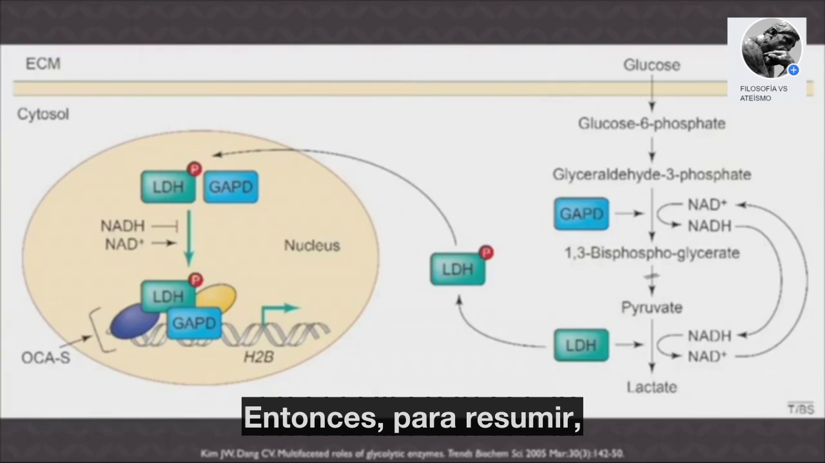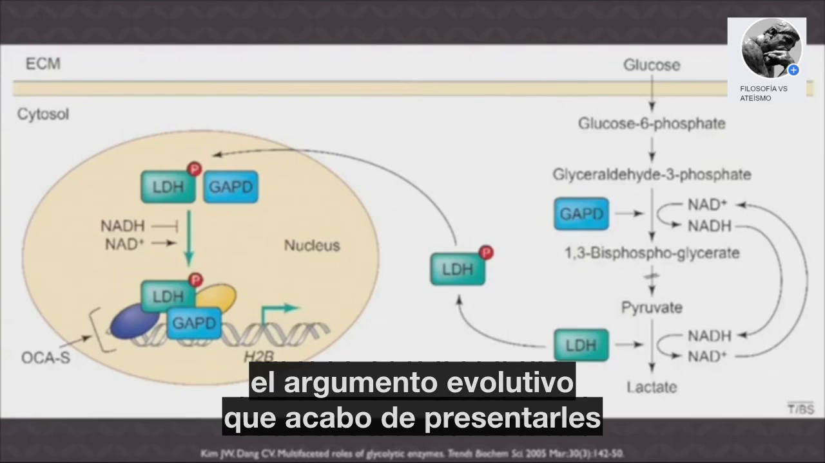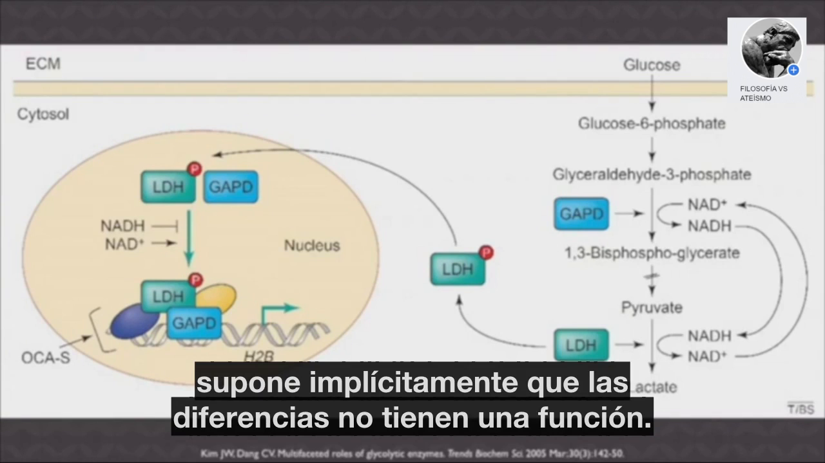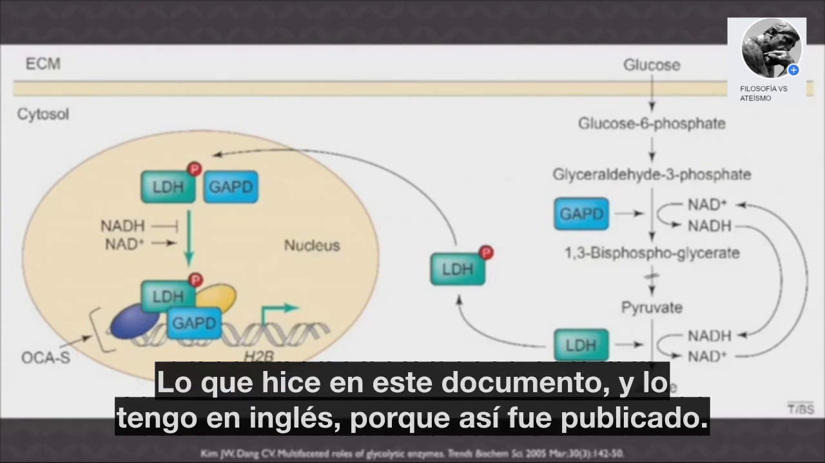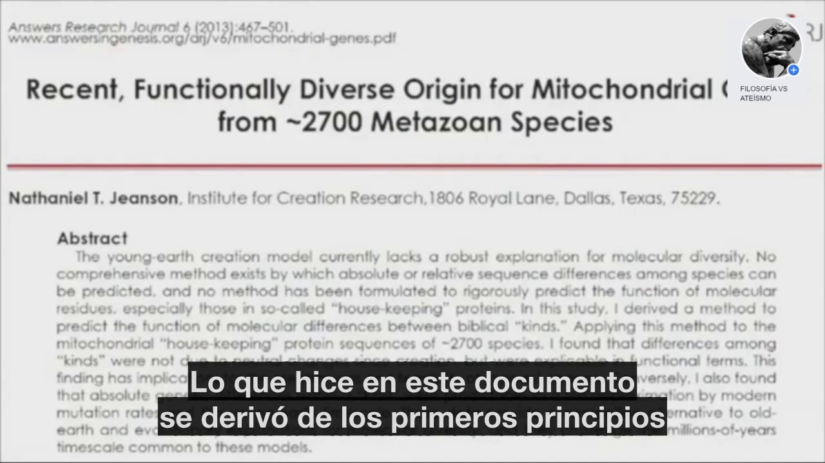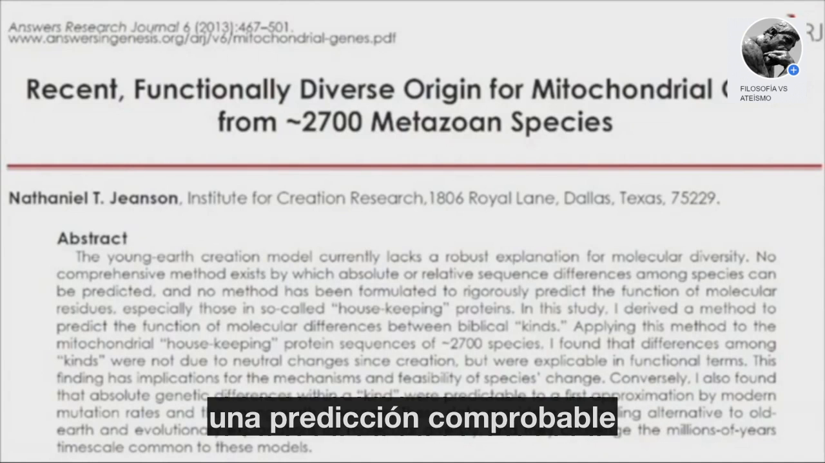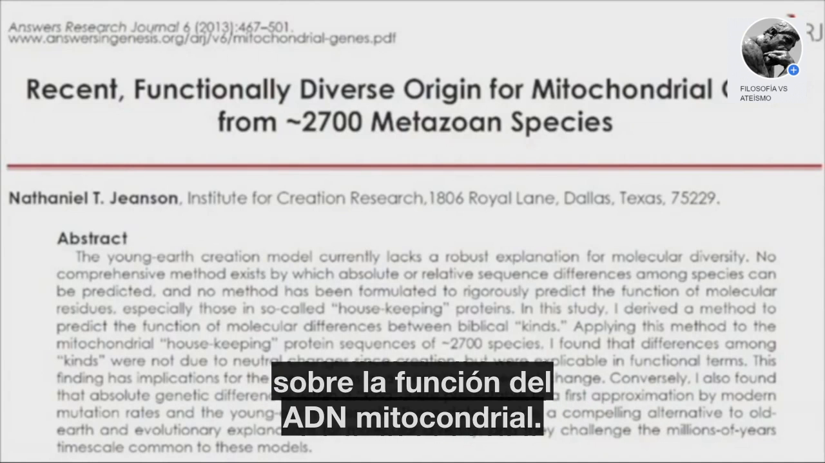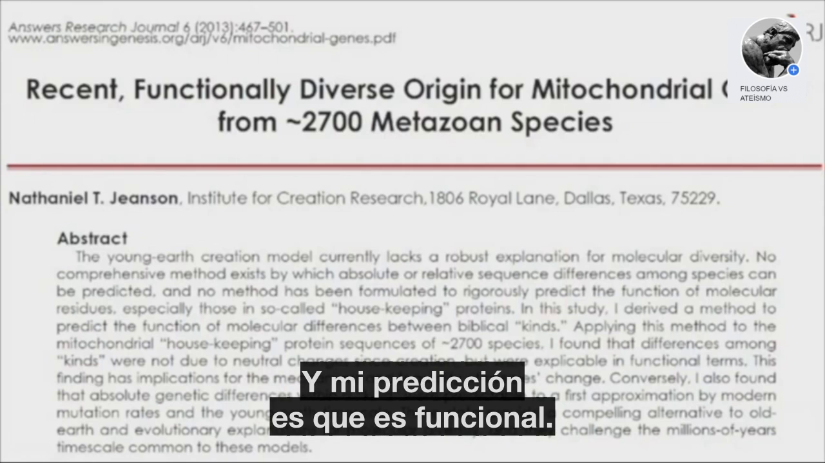So to make a long story short, the evolutionary argument I just presented to you implicitly assumes that the differences don't have a function. What I did in this paper, and I have it in English because that's what it was published in, was derive from first principles, from a creationist perspective, a testable prediction on mitochondrial DNA function. And my prediction is that it's functional.